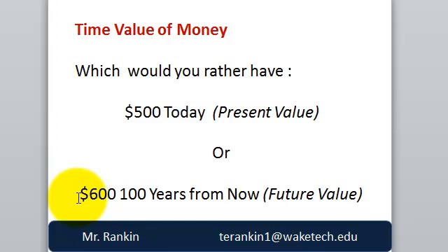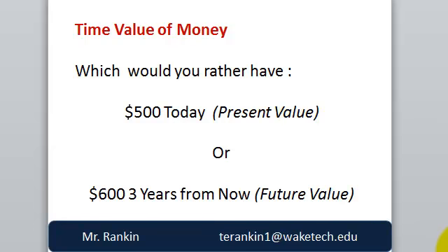Well, I think intuitively most of us can think, the $500, if I put it in the bank and it earns 1% interest over 100 years, it's going to be far more than $600. So I think most of us would choose this alternative, the $500 today. Now, if we take a third example, $500 today or $600 3 years from now, now we have to do some calculations to figure out either what this $500 is worth in the future or take this $600 and figure out what that's worth in the present.